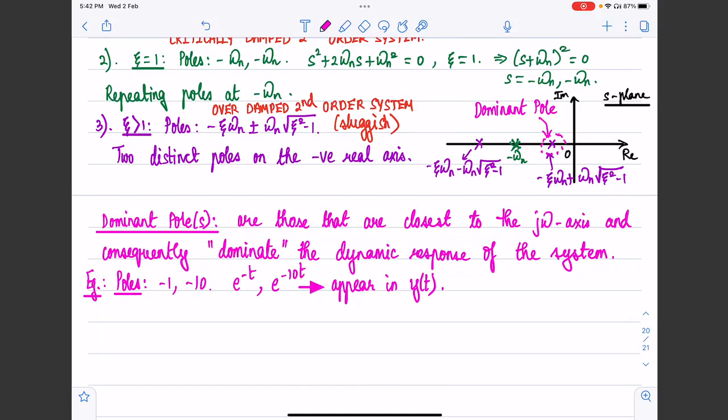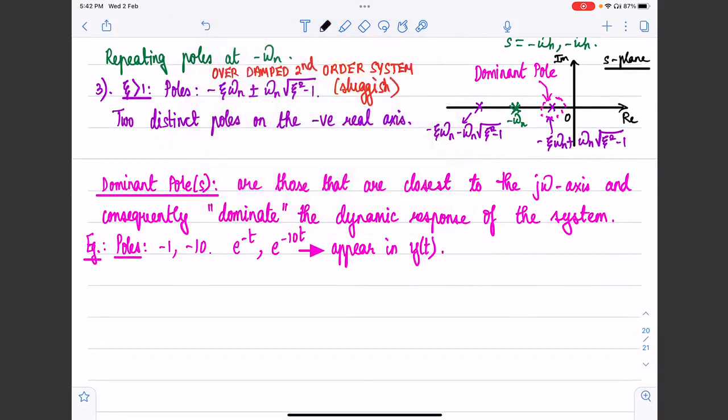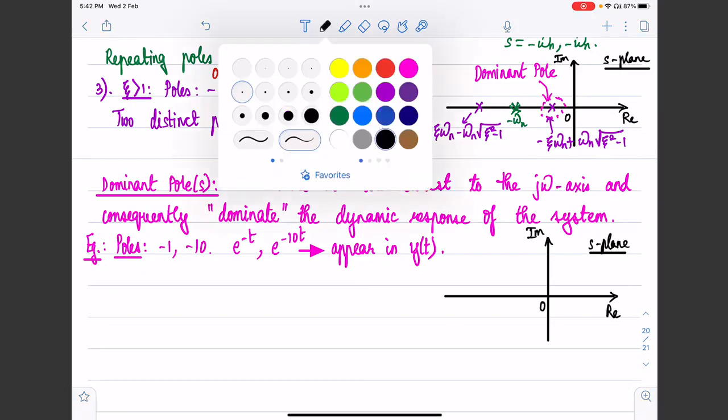E to the power minus 10t. E power minus 10t, right? The larger the negative exponent, the faster it goes to 0. So consequently, you would observe that e power minus t would dominate the output function for a longer time. I'm sure all of us can agree to that fact, right? So essentially, the influence of e power minus t is going to be felt for a longer time on the output than e power minus 10t.